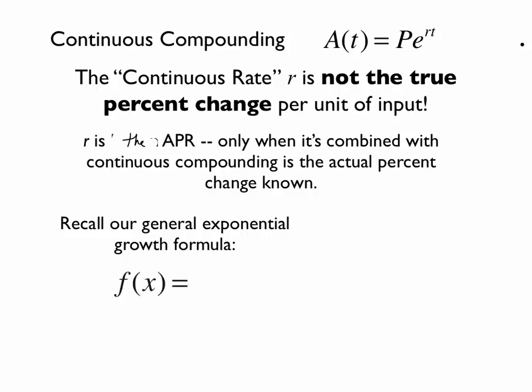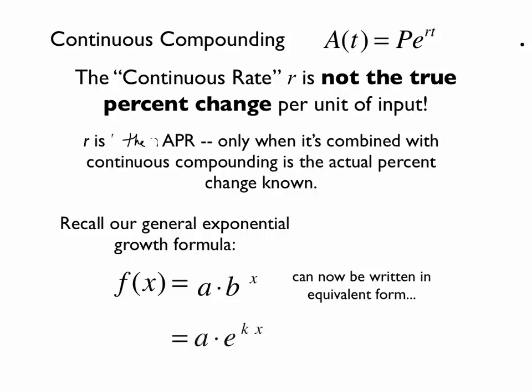What was our general exponential formula? f of x equals a b to the x, right? Well, now we can write that in a different form: a e to the kx. So that's kind of like we're stealing from continuous compounding. We're saying let's apply that to any situation, not just money. And so instead of R, we'll use K. K is what we'll call the continuous rate.